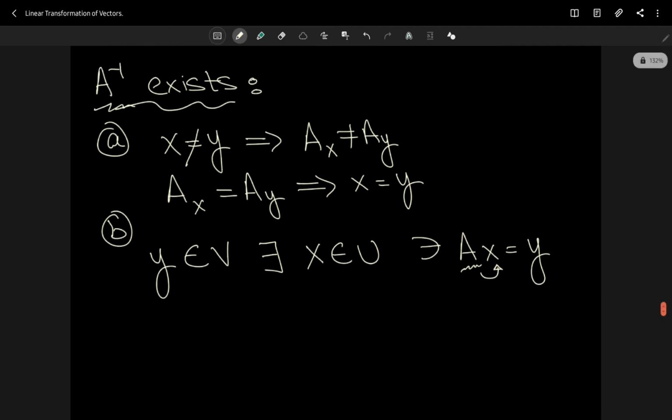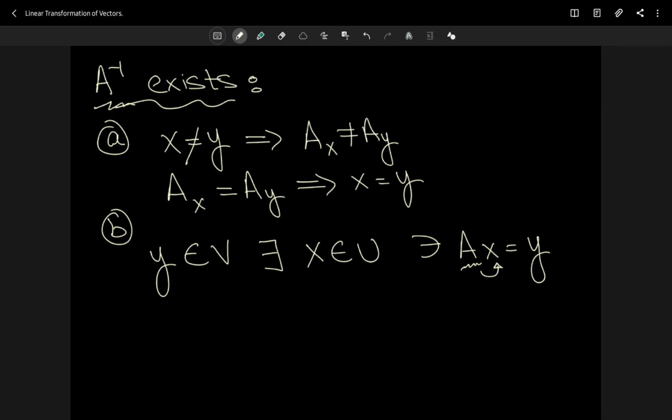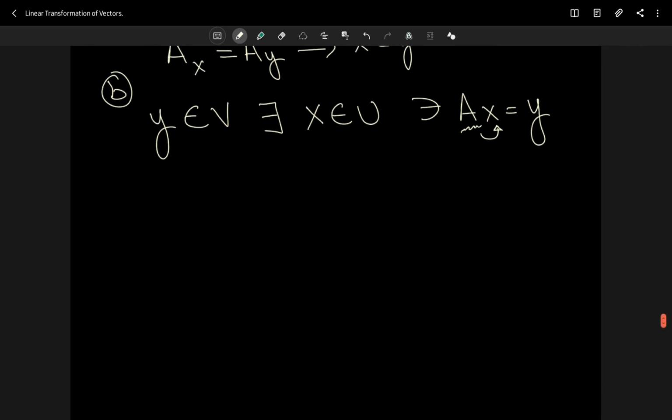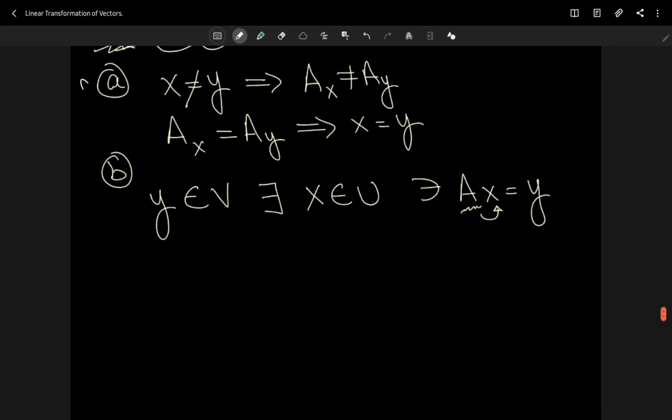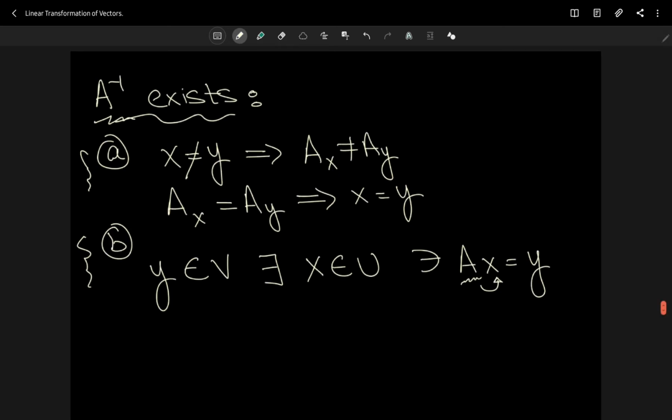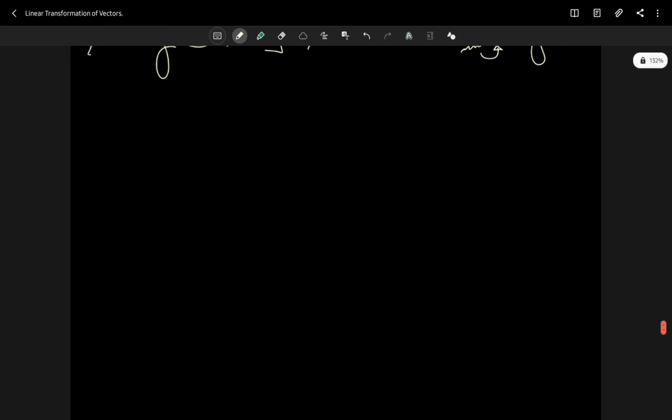Now, if you did not understand this so well, it's okay, because I'm going to give you some examples which will clear all of this up. We'll use this part A of the definition, and we'll also use part B of the definition for the existence of the inverse, right?